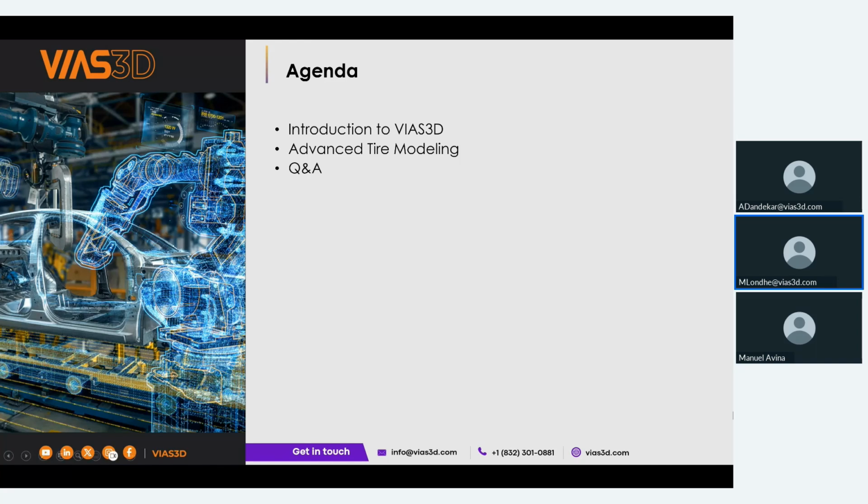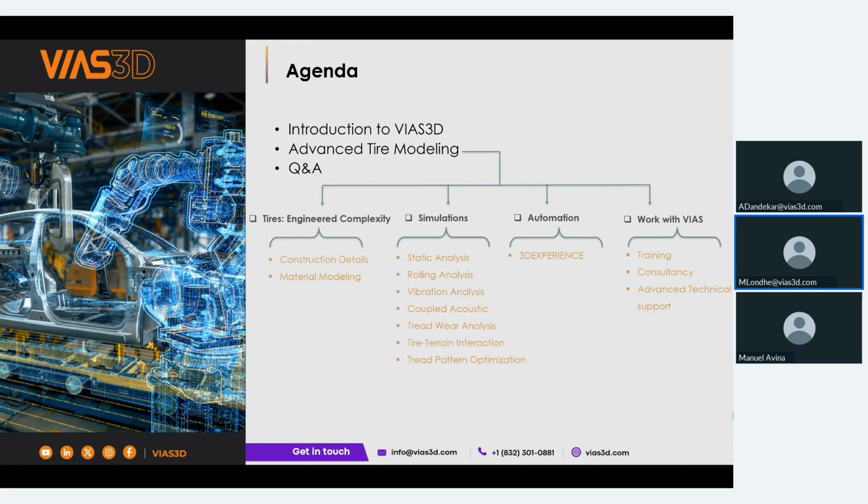So, the agenda of today's presentation. First, I will introduce my company VIAS3D. Then I will deep dive into our main webinar topic, that is tire modeling. This webinar is divided into 4 segments. First, I will explain how the tire is constructed and what the different material modeling approaches are. Second, I will explain the simulation, and in the third part, I will explain how we can automate all this simulation process via the 3DEXPERIENCE platform. Finally, I will discuss how we can collaborate. This session will be around 45 minutes. The last 15 minutes are reserved for Q&A.